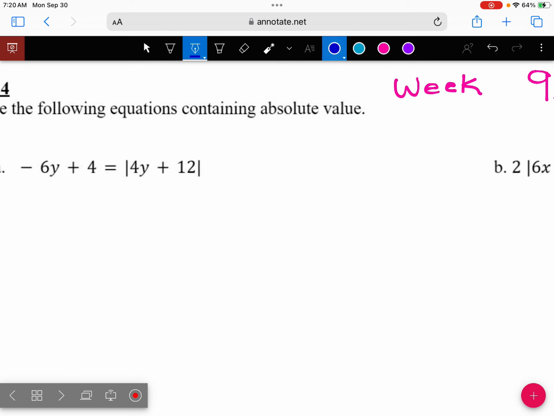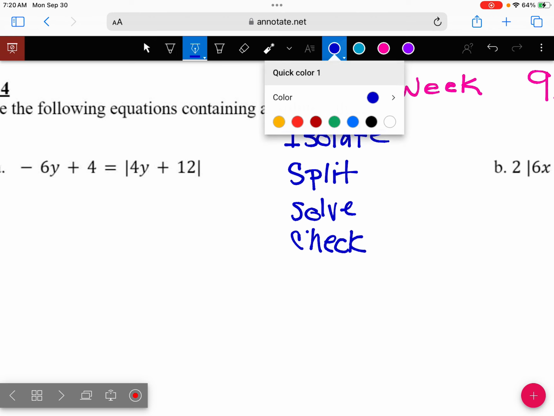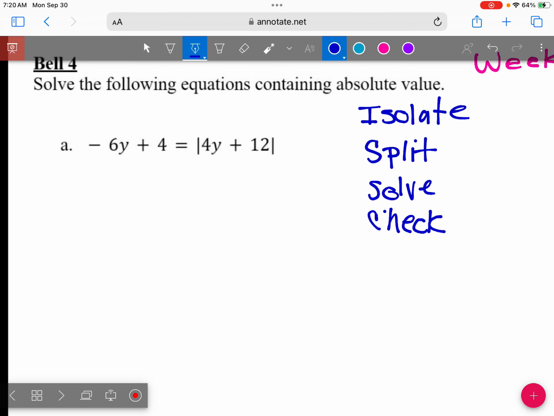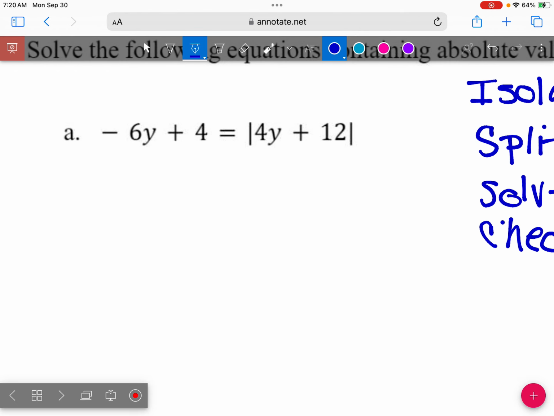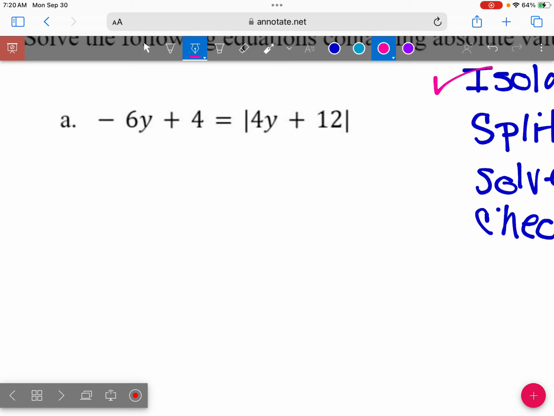This is our absolute value stuff, when we are going to use our steps of isolate, split, solve, and check. So isolate means we get our absolute value by itself. For this first one, do I need to do anything to get my absolute value by itself? No, it's already done for us. Woohoo! We're done with the first step even without having to do anything. We'd love that. So now we're going to do our split.